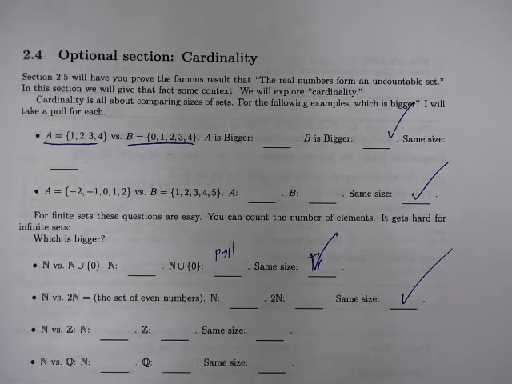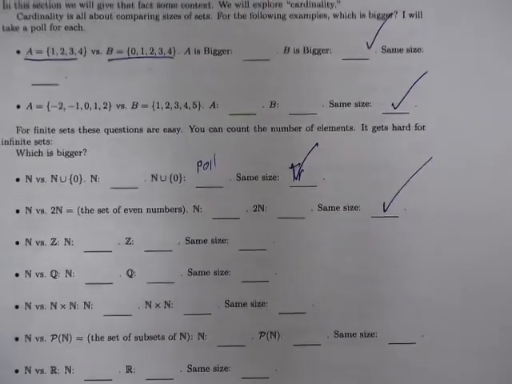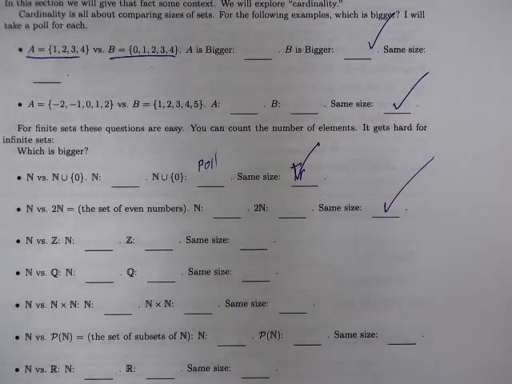N versus Z, so just the positive numbers, or the positive numbers together with 0 and all the negative numbers, so like double the size. Which is bigger, N? I would have been surprised if anyone said N was bigger than Z. Is Z bigger? Or are they the same size? So you're noticing a pattern.